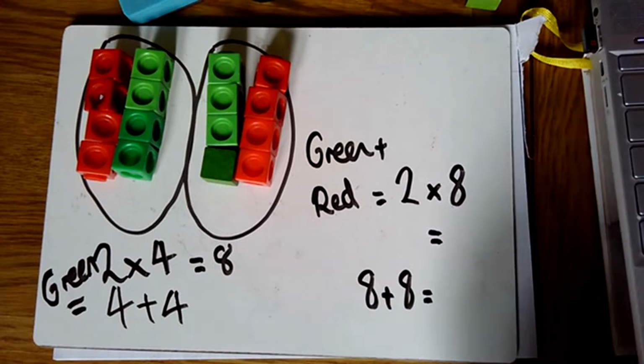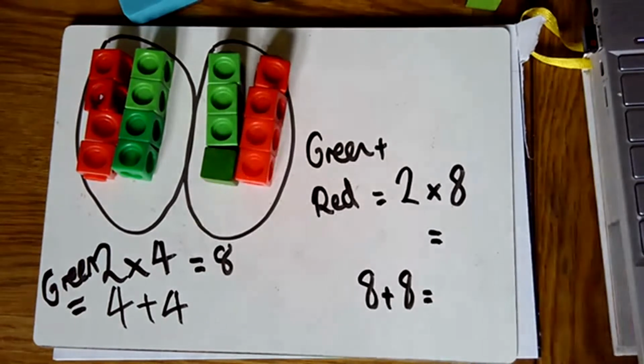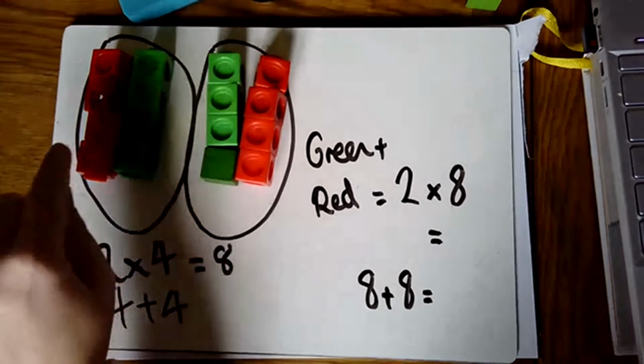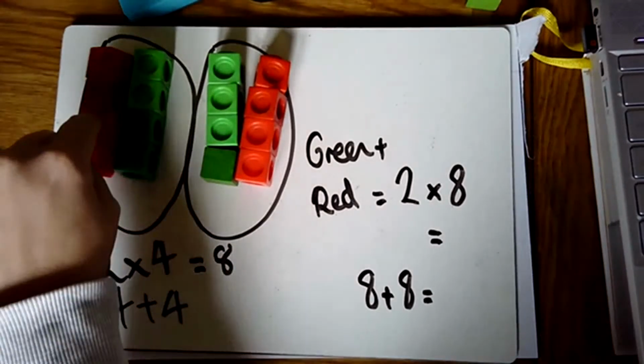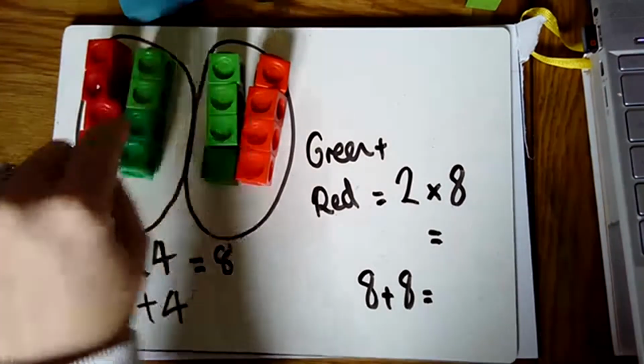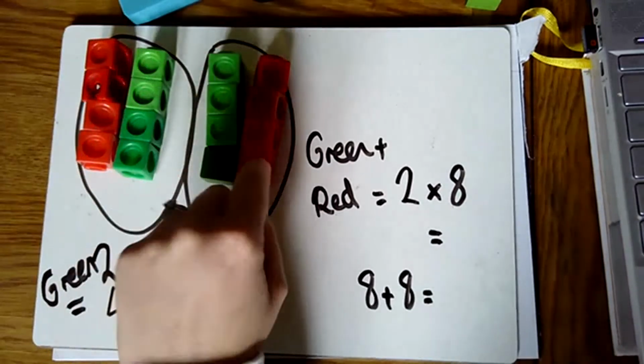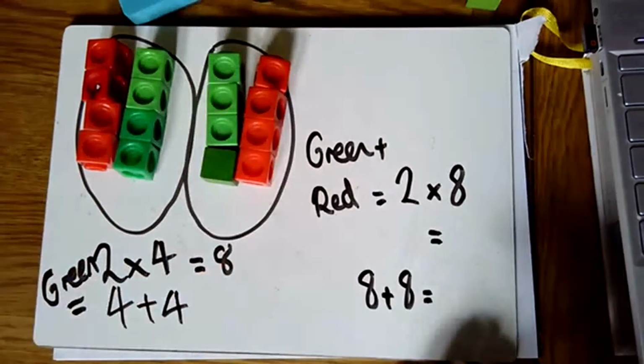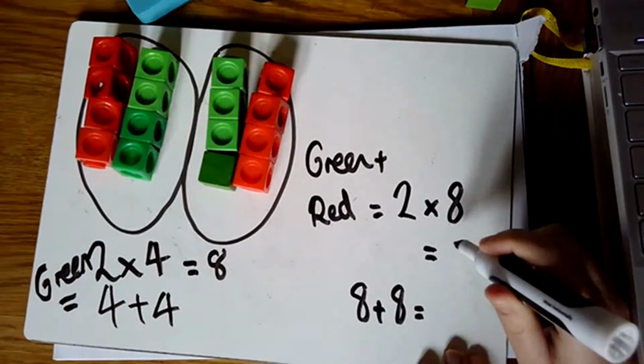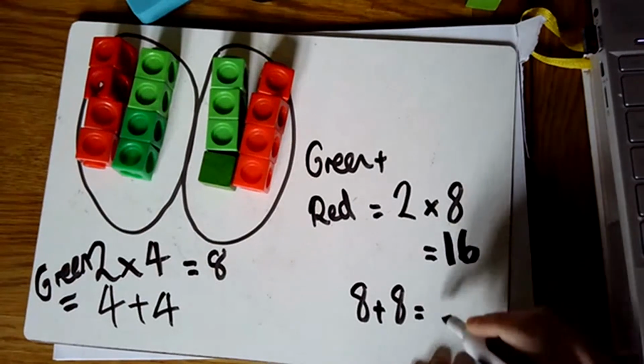Should we double check? Let's try and see if we can skip count in 8s with me. 1, 2, 3, 4, 5, 6, 7, 8. 1, 2, 3, 4, 5, 6, 7, 16. So 8 add 8 is equal to 16. 2 groups of 8 is equal to 16.